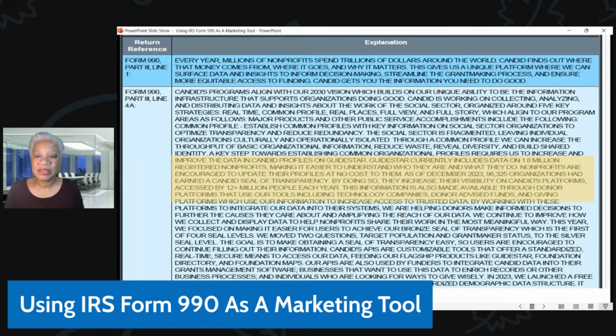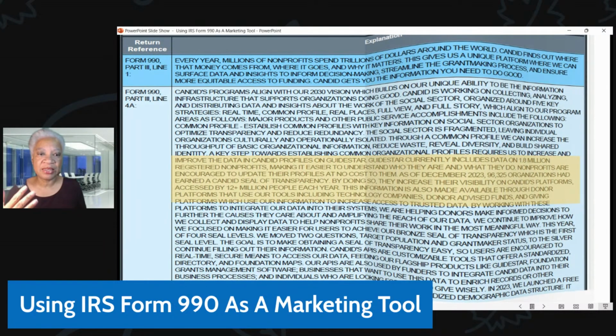By doing so, they increased their visibility on Candid's platforms that are accessed by 12 plus million people each year. This information is also made available through donor platforms that use our tools, including technology companies, donor advised funds, and giving platforms which use our information to increase access to trusted data. So you see, they really took advantage of this opportunity to tell us probably more than we care to know, but you have to admit it gives good information to help us understand what their impact is and how many people they touch.